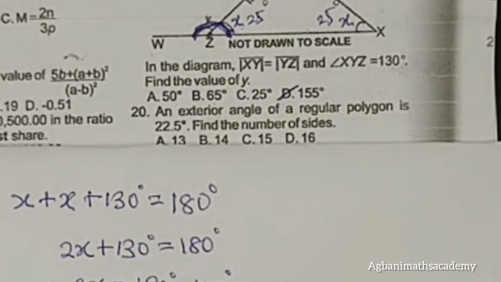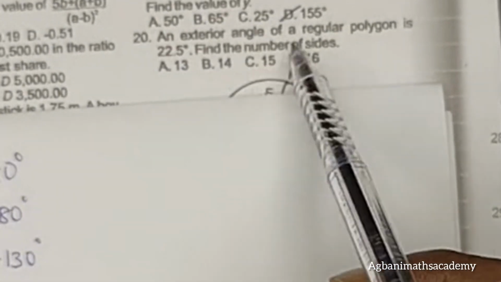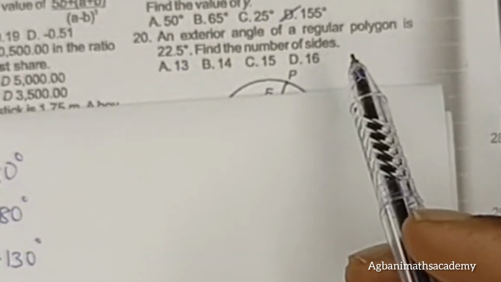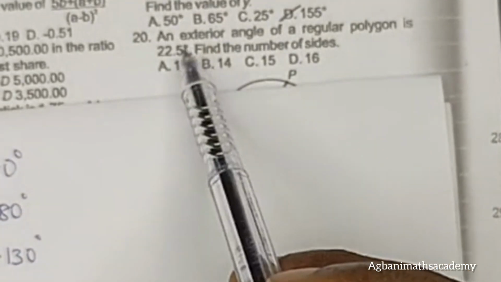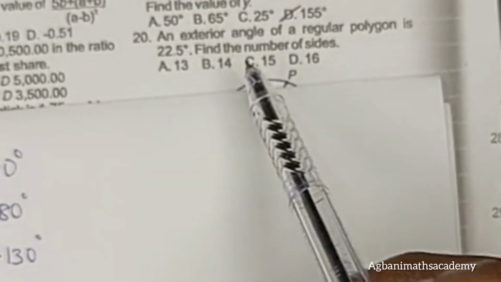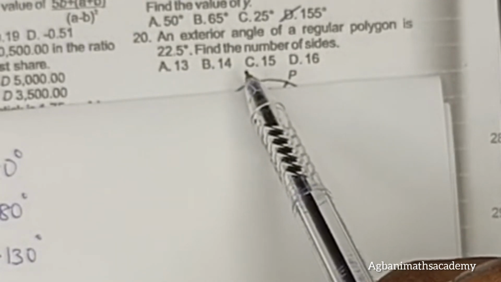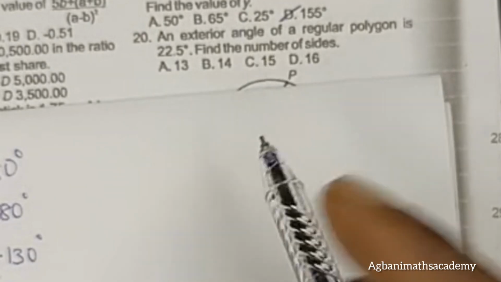So we look at the last question for this section. Let's look at number 20. An exterior angle of a regular polygon is 22.5 degrees. Find the number of sides. So it's a very simple question. The formula is the exterior angle of a regular polygon is 360 degrees divided by the number of sides.